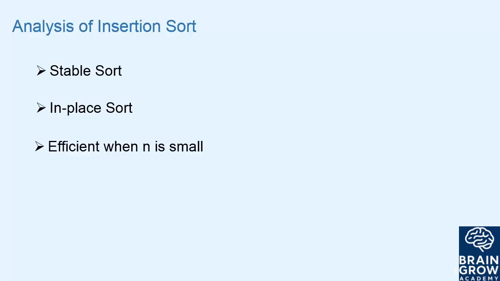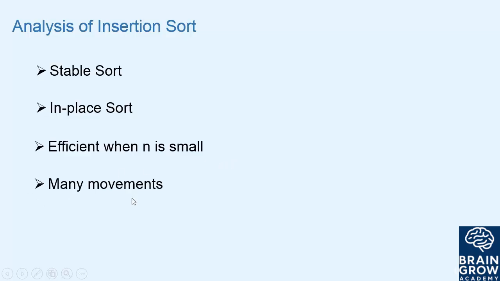Now insertion sort is a stable sort, which means that it maintains the relative order of the duplicate elements in the sorted output. It is an in-place sort, which means that the space complexity is order of 1. We don't require any extra memory for performing this sort. Now this sorting is efficient when n is small, because when n is small, the difference between order of n square and order of n log n is very less. So this sorting technique is good when the number of elements to be sorted is very less.